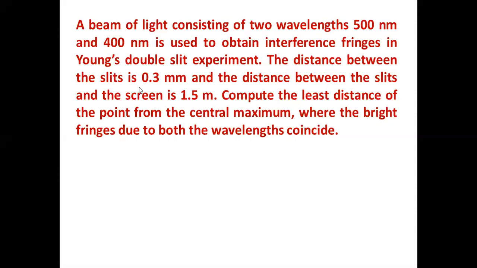The distance between the slits is 0.3 millimeter, small d, and the distance between the slits and the screen is 1.5, capital D. Compute the least distance of the point from the central maximum where the bright fringes due to both the wavelengths coincide. Yes, they are asking you, from the central fringe, where do you get the common fringes?